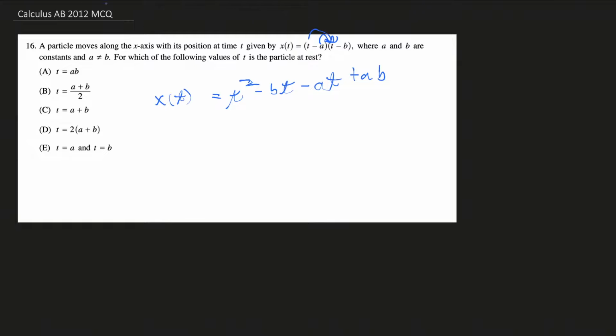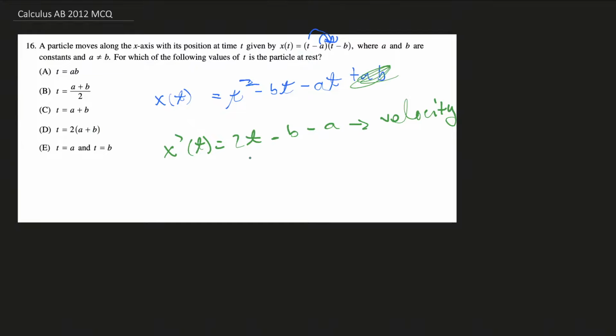I'm gonna pick a different marker. This one's being weird. Okay, so now this is x of t. Now if I take the derivative of this, that gives me 2t minus b minus a, and this part just goes away. And again, like we said, this is the velocity.